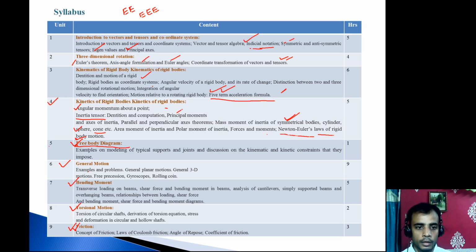So basically, first we will study about the free body diagram. Then we will solve some problems for this free body diagram. Then we will study about the friction. Okay, then we will move on to the next module as shown.